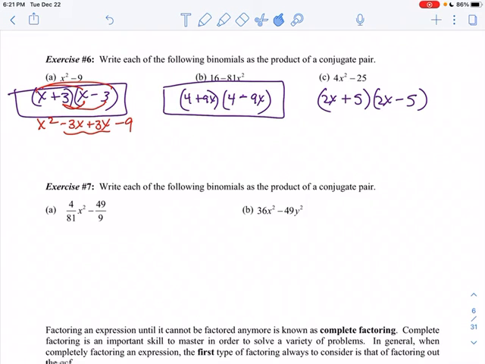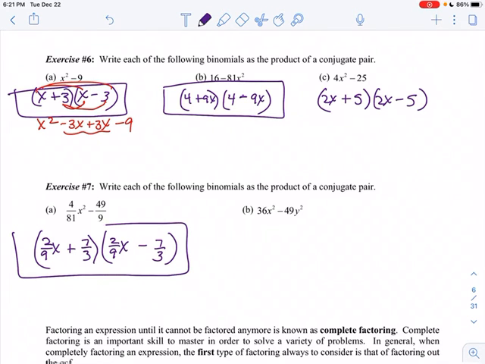Same thing works with a fraction too. So we're going to look at a fraction right here. They are still the difference of two perfect squares. So 2/9 times x times 2/9 times x is 4 over 81x squared. And 7/3 times 7/3 is 49 over 9. One's a plus and one's a minus.